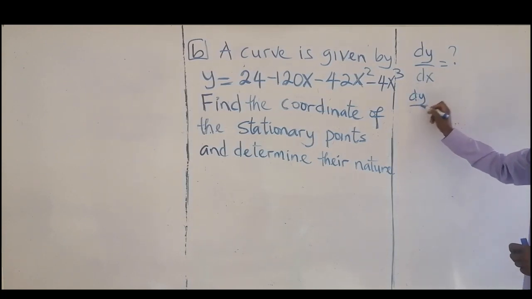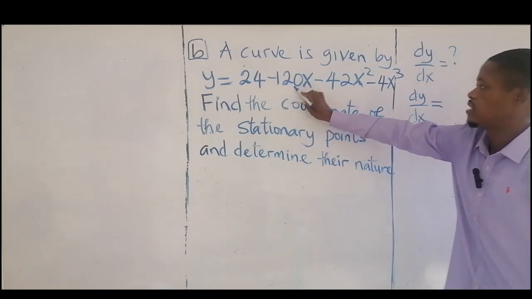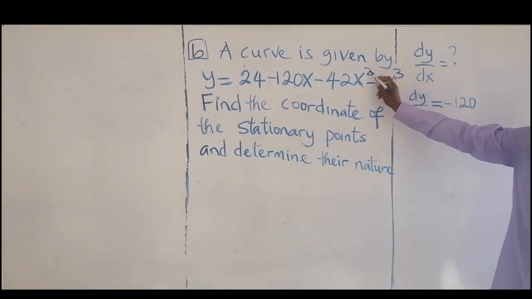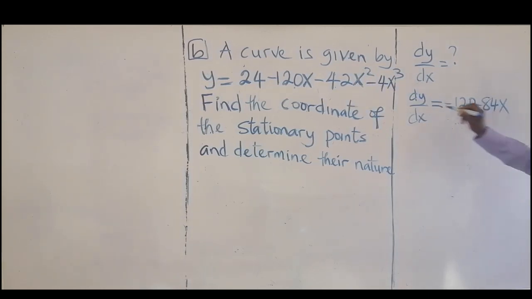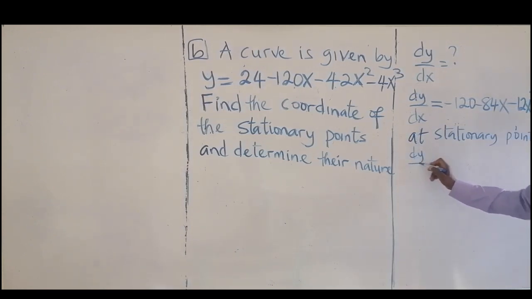The dy/dx will be equal to, we differentiate the constant, that's 0. Then differentiate this one, we have minus 120, okay? Then this one, the power here times this one, minus 84x, the power also minus 1. Then this one, 3 times 4, that's minus 12x squared. At the stationary points, your dy/dx is equal to 0.